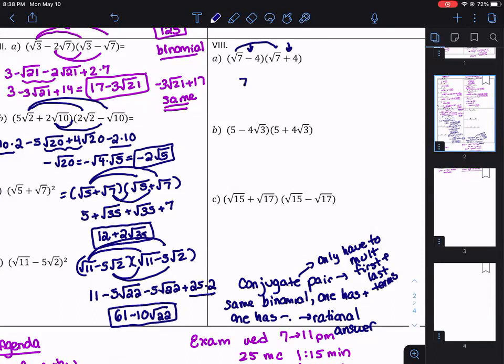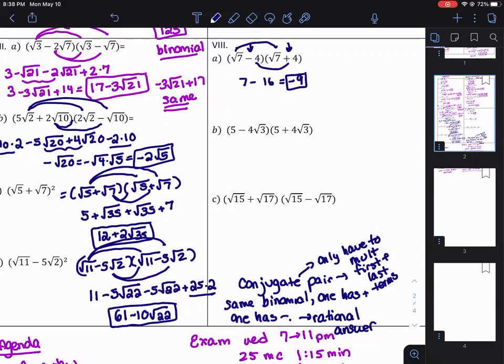So radical 7 and radical 7 is 7. 4 and 4 is 16. And a negative and a plus always give us a negative. So the answer there, very easy. And again, remember, rationals will not have a radical in our answer. Negative 9. If you want to work out the middle terms, go for it. It wastes time, and you're also going to see that they always cancel.